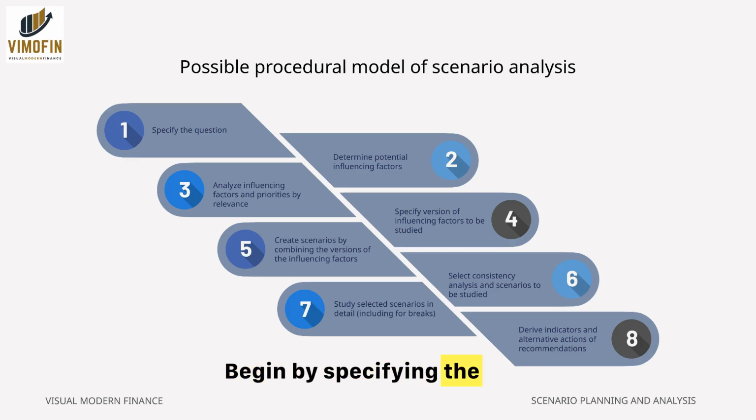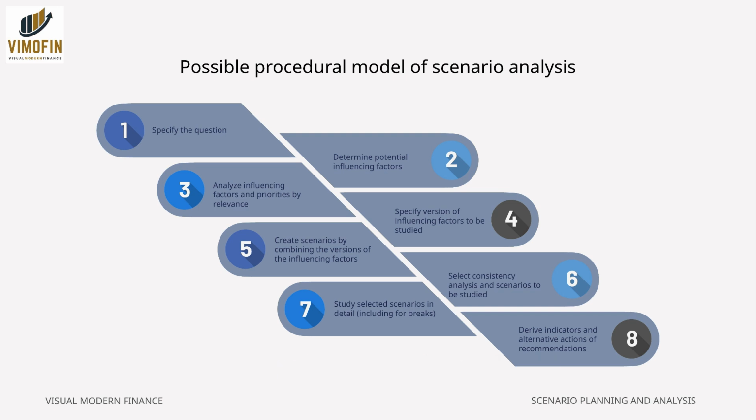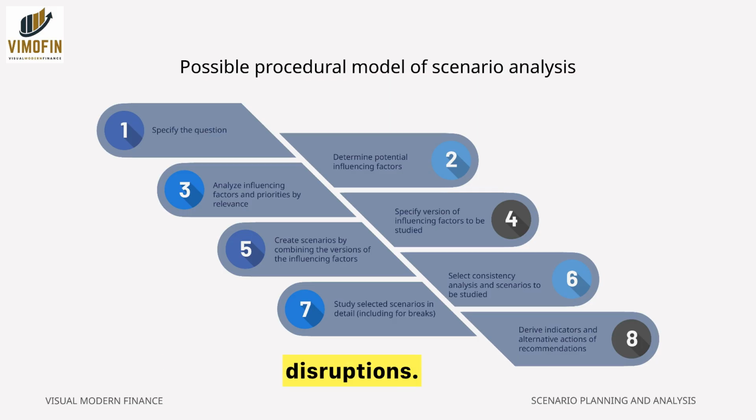Begin by specifying the question to guide scenario planning. Identify and analyze potential influencing factors, prioritizing them by relevance. Combine different versions of these factors to create scenarios. Conduct a consistency analysis to select scenarios for detailed study, including potential disruptions. Specify versions of influencing factors, derive indicators, and recommend alternative actions. This forms a procedural model for scenario analysis.